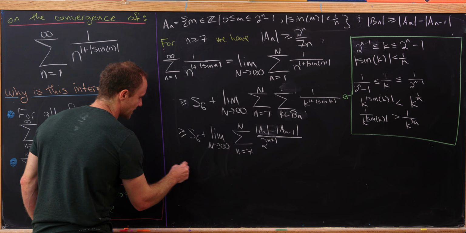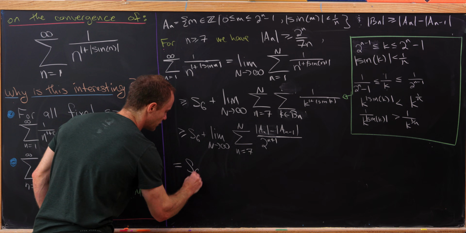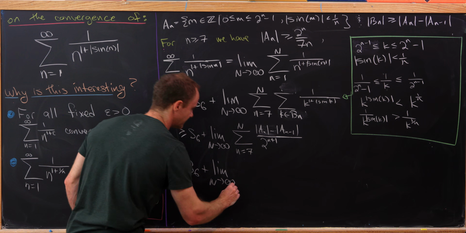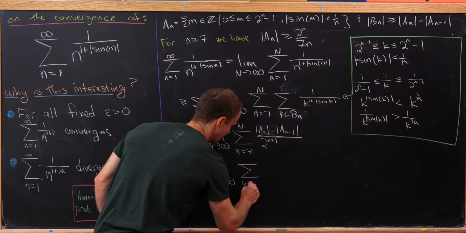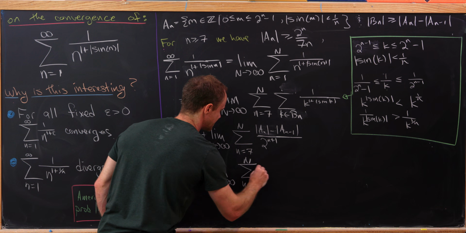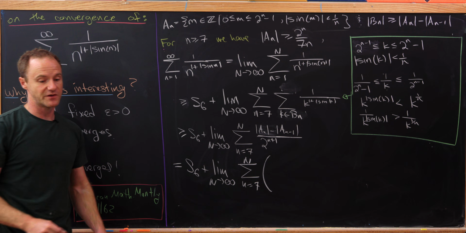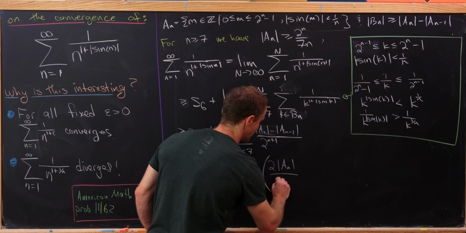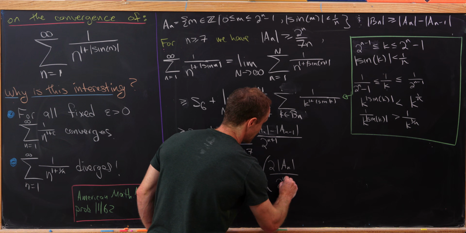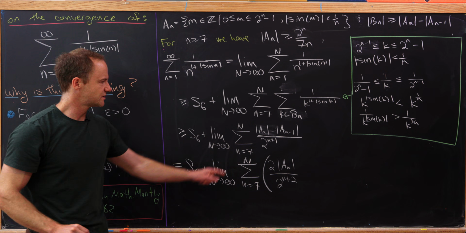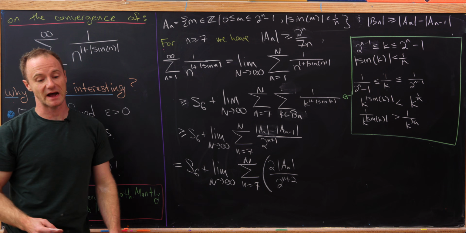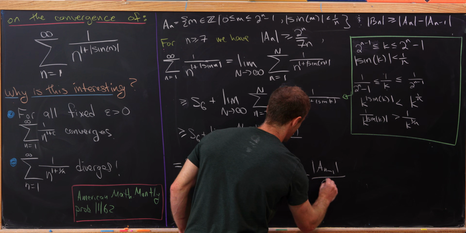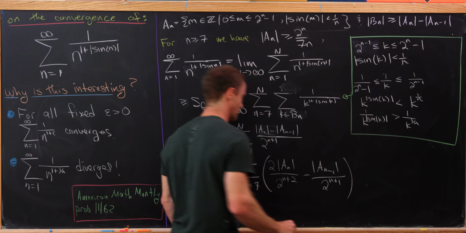Okay, so now I'm going to split this up a little bit. So this will be equal to s sub 6 plus our limit as n goes to infinity of the sum as lowercase n goes from 7 up to capital N of the following. So we'll have 2 modulus of a sub n over 2 to the n plus 2. So that's just multiplying and dividing both of these by 2. And then minus size of a sub n minus 1 over 2 to the n plus 1.